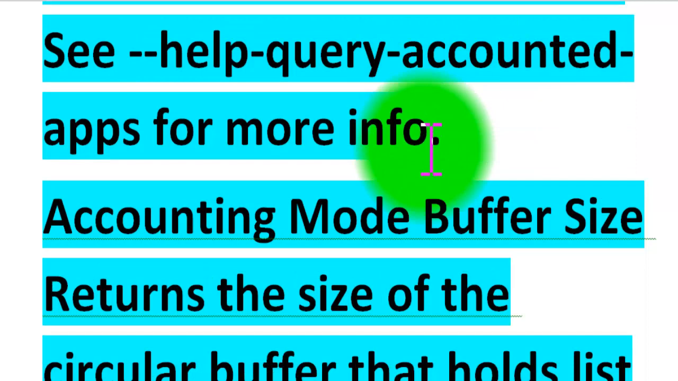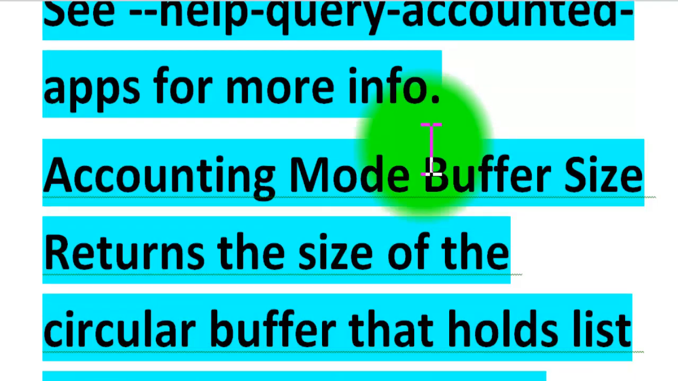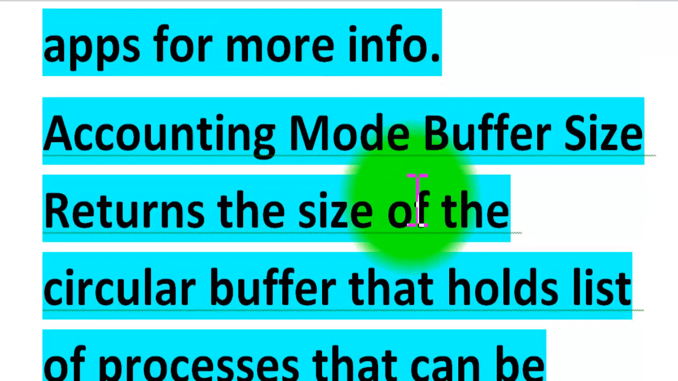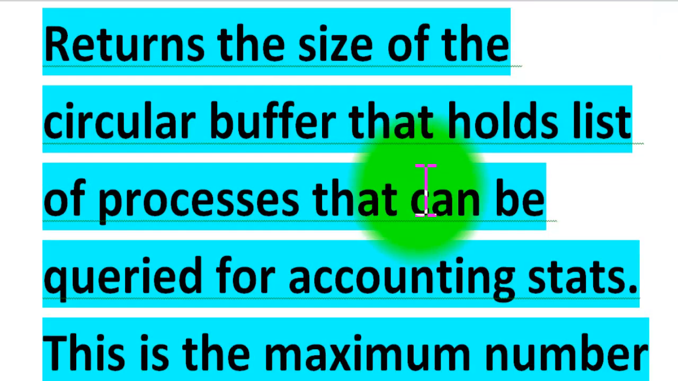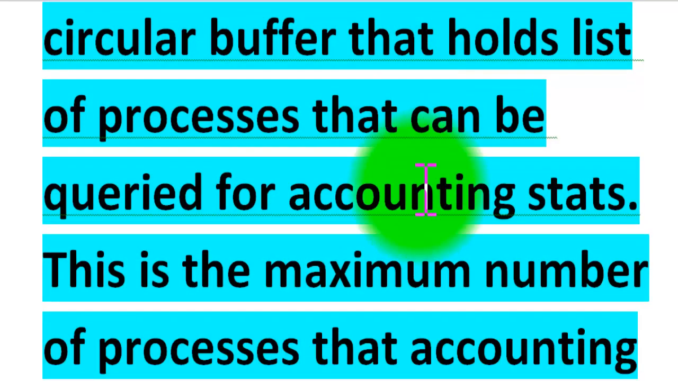Accounting mode buffer size returns the size of the circular buffer that holds the list of processes. If the circular buffer holds the list, you do not need to track the execution of the whole lifetime.